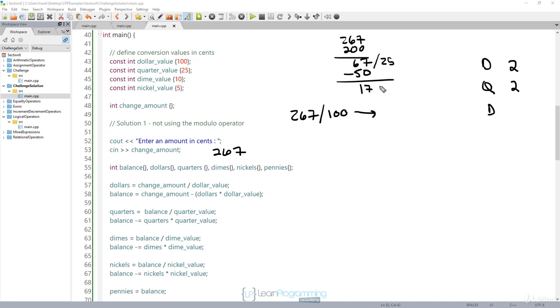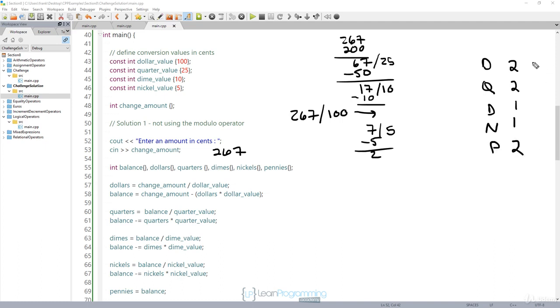How many dimes? Divide that by 10. It gives me 1 dime. That's 10 cents. I subtract 10 from that. I end up with 7. How many nickels? Divide that by 5. It gives me the 1 nickel, and I've got 2 left, which is my pennies.